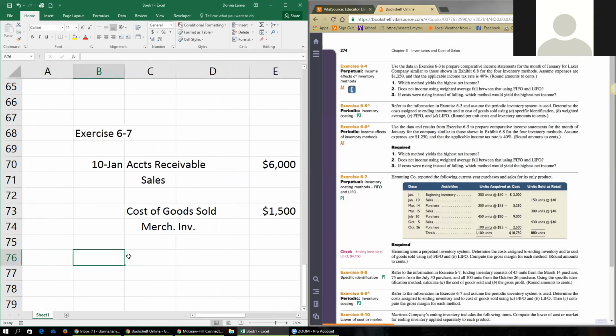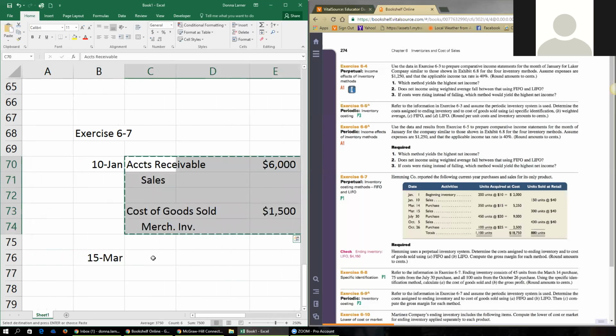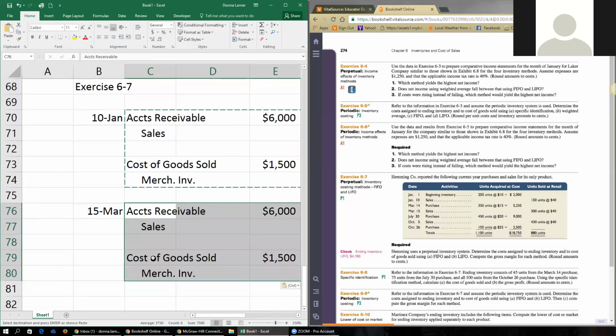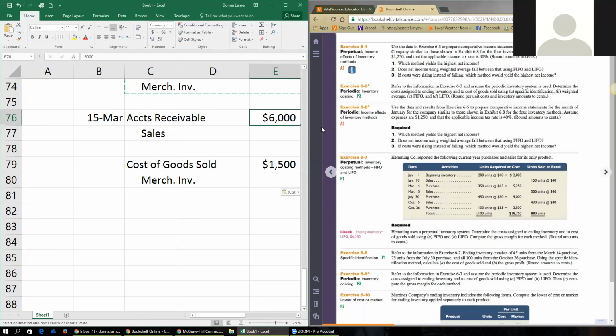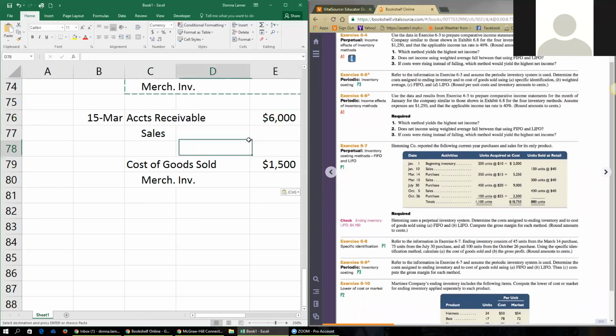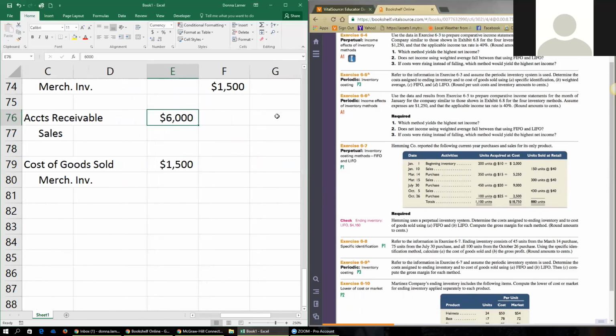Then on March 15th, I make another sale. So I'm going to do these same journal entries again. But of course, the dollar amounts change. I sell 300 products at $40 a piece. That's $12,000, and I'm going to charge my customer for that stuff.